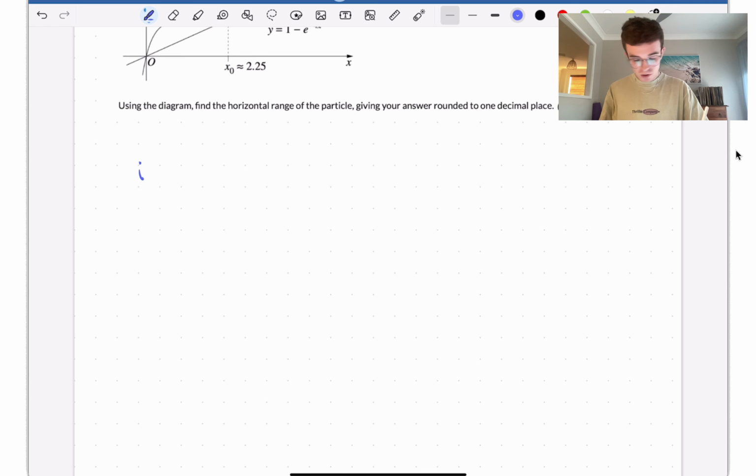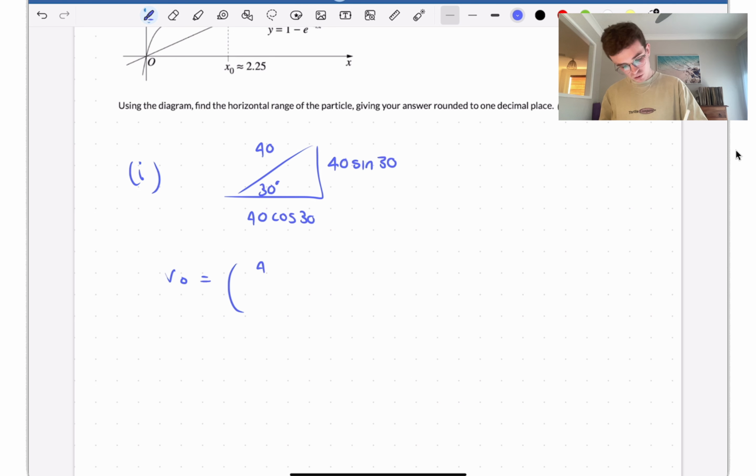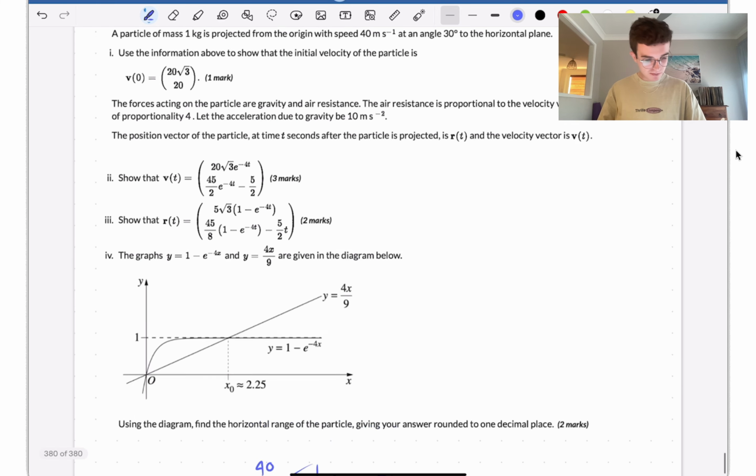Okay, this one is a free mark. We know that it's launched with a velocity of 40 meters per second at an angle of 30 degrees to the horizontal, which means down here we're going to have 40 cos 30, and over here we're going to have 40 sine 30. So v0 is equal to (40 cos 30, 40 sine 30), which is equal to, cos 30 is root 3 on 2, so that's going to be 20 root 3, and then that's going to be 20, because sine of 30 is a half. Done. Part 1 was easy.